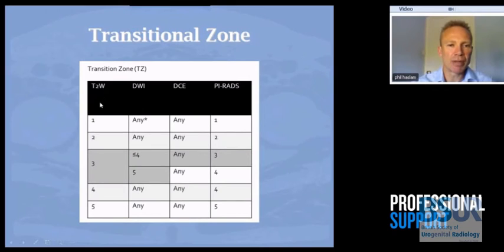T2 weighted imaging is the predominant sequence, from PI-RADS 1 to 5, whereas diffusion weighted imaging could be anything and contrast enhancement could be anything. But diffusion weighted imaging could sway this between 3 and a PI-RADS 4.